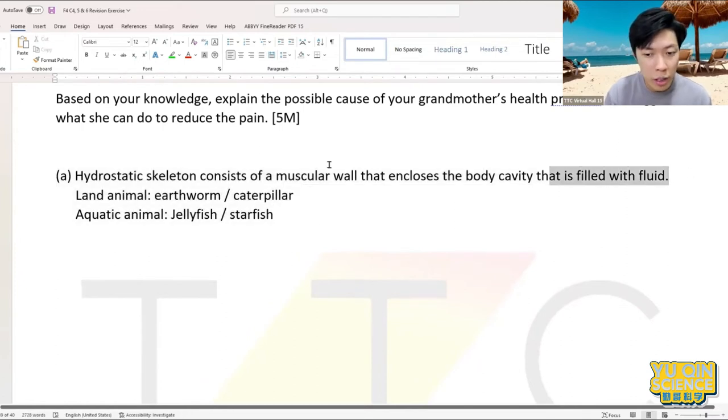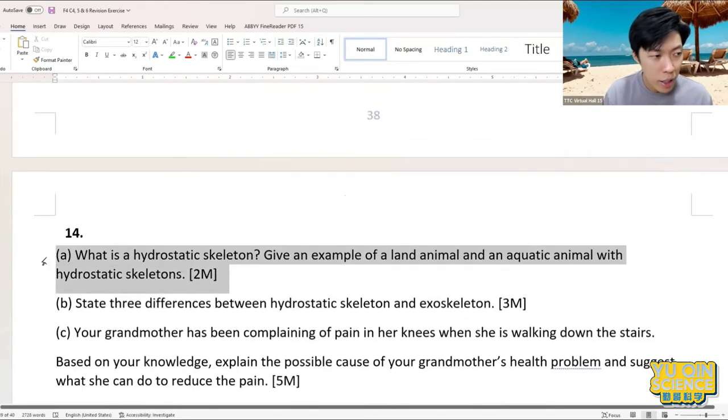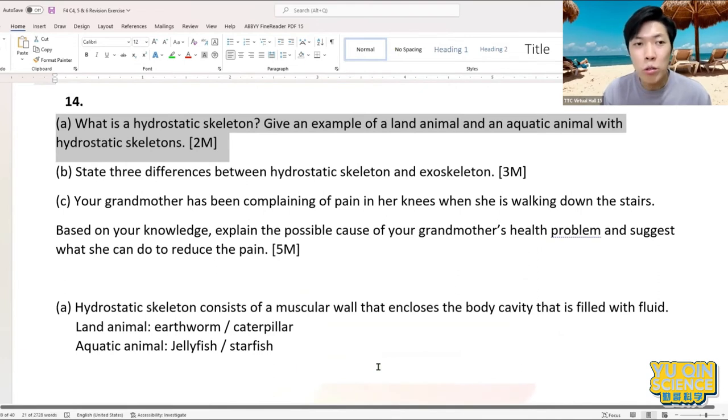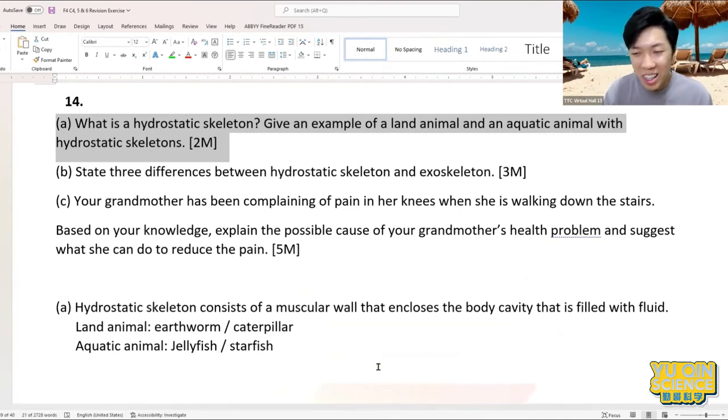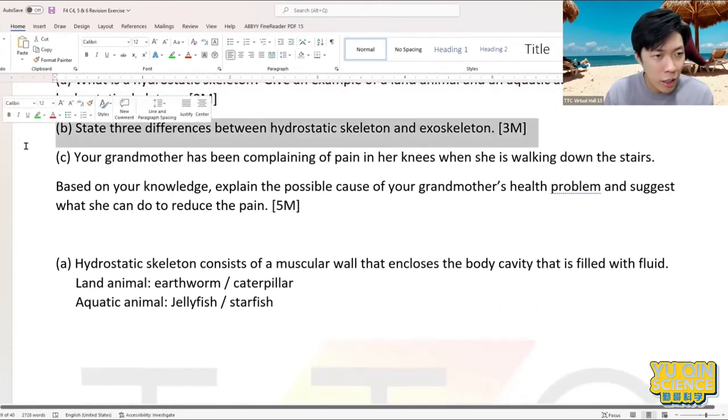Because the first one is to answer the definition. Second mark, you must give 2 examples to get 1 mark. So, two total, that will be 2 marks to answer A. Like that. So, essay questions will truly prove or show whether you study or not. This one no choice though. It's whether you study or not. Okay? Right. 3 differences between hydrostatic skeleton and exoskeleton.